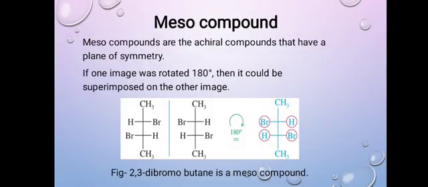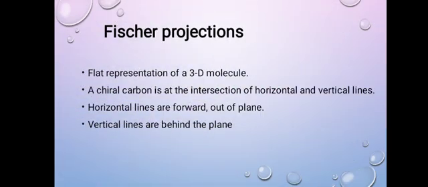Next one, meso compound. Definition: meso compounds are achiral compounds that have a plane of symmetry. If one image is rotated 180 degrees, then it can be superimposed on the other image. Example: 2,3-dibromobutane is a meso compound.